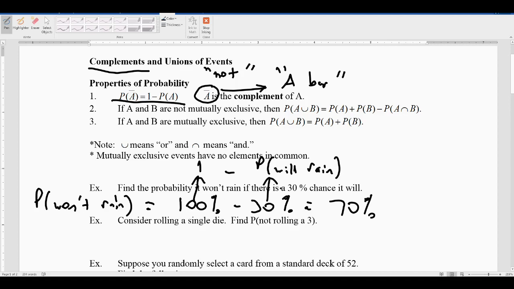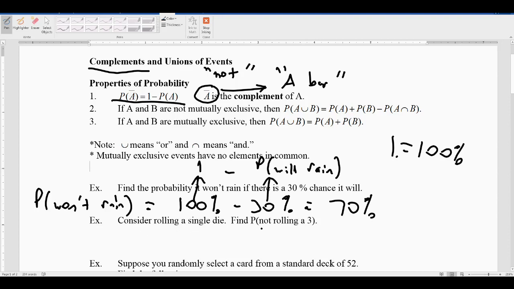So this won't rain is a complement of will rain. Like I said, it's the not portion of it. So it's like 1 minus the probability it will rain. Or 1 is the same as 1 with the decimal, the same as 100%. So 100% minus 30% is 70%. So you already do this, maybe you didn't realize that it has wording involved. Let's look at this example.